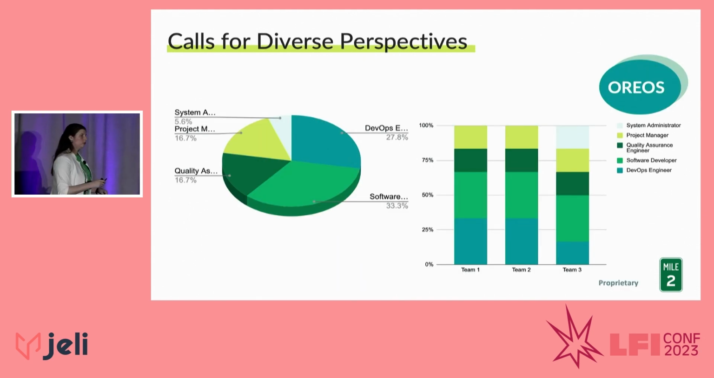We were able to do this with our teams, and we ran it through with 3 different teams, and of course, infographics and all that. The main point I'm trying to share is that we distributed the roles between them and made sure to have diverse perspectives, between having DevOps engineers, software devs, quality assurance engineers, project managers, even a system administrator. This is fairly representative of our teams that we work with day to day.